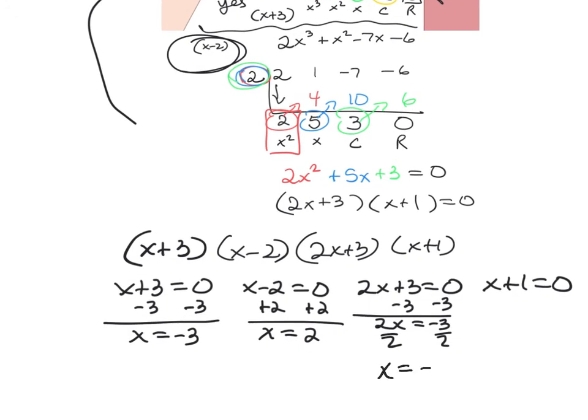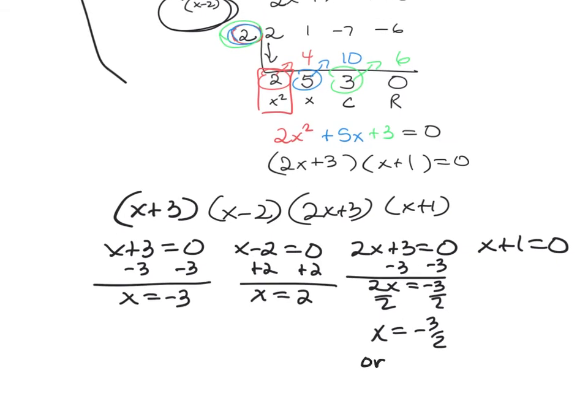X equals negative 3 over 2. Or you could make it a decimal, negative 1.5. And x equals negative 1.